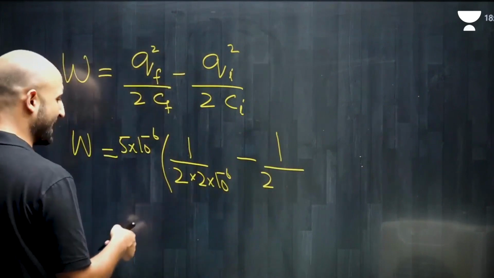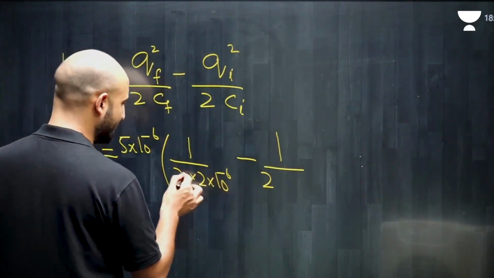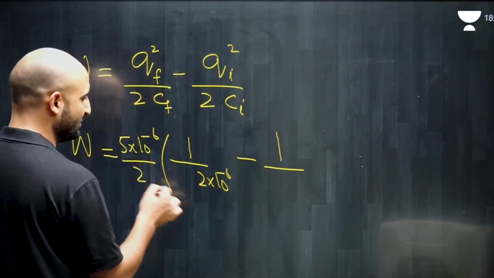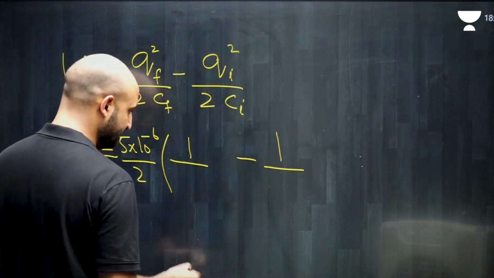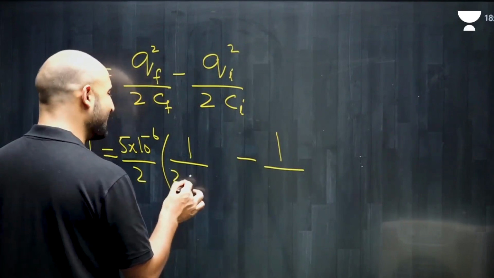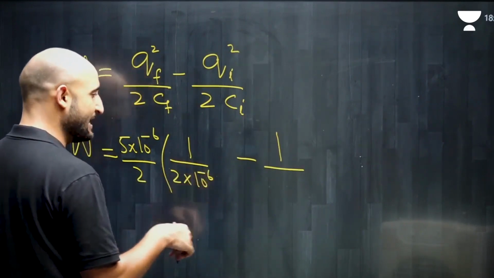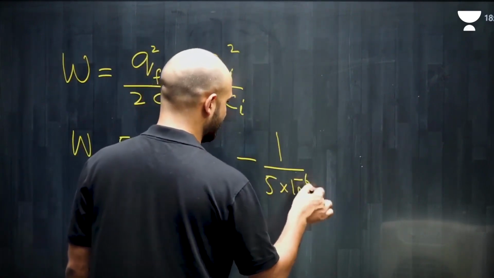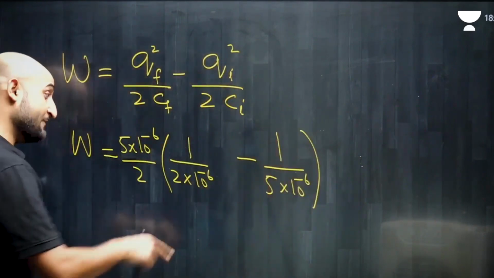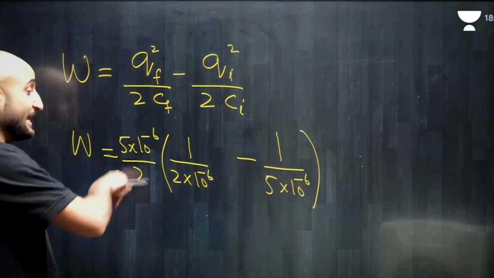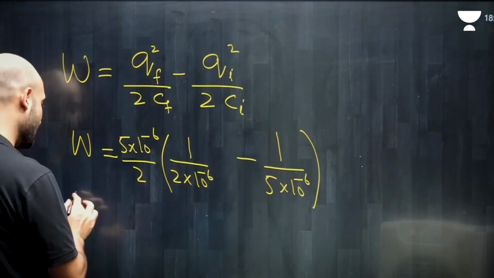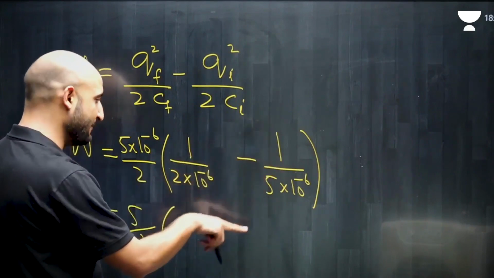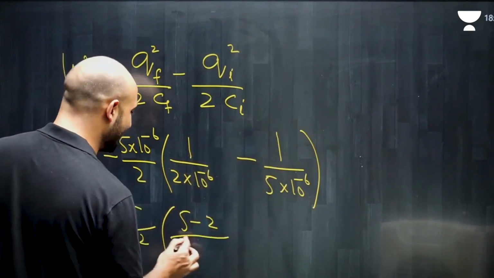In fact, you can take 2 out as well. Let me write it again. It will be 2 microfarad, that's 2 into 10 power minus 6. The minus initial was 5 microfarad, 5 into 10 power minus 6. In fact, you can take 10 power minus 6 out as well; it will cancel. So you get W is equal to 5 by 2 into 1 by 2 minus 1 by 5. It will be 5 minus 2 divided by 10.